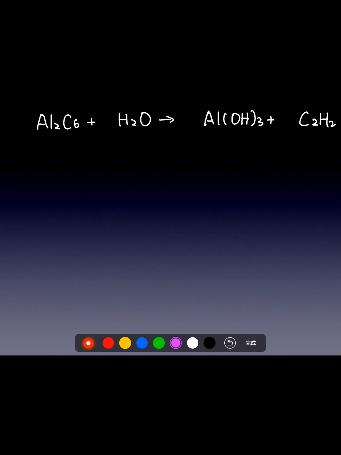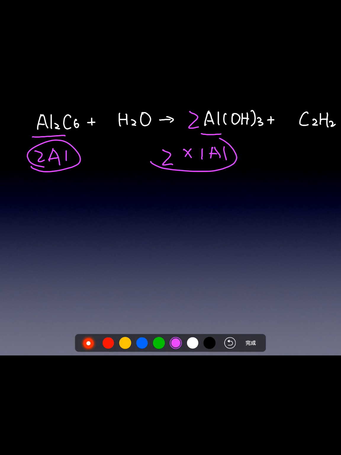For the left hand side, we can notice that we have 2 aluminum, while for the right hand side we only have 1 aluminum. So in order to have the same amount of aluminum on both sides, we need to times 2 for the aluminum hydroxide molecule. So on both sides we would have 2 aluminum atoms.